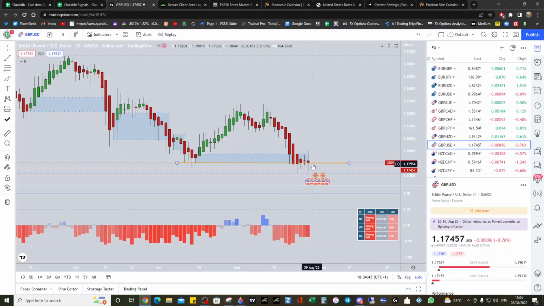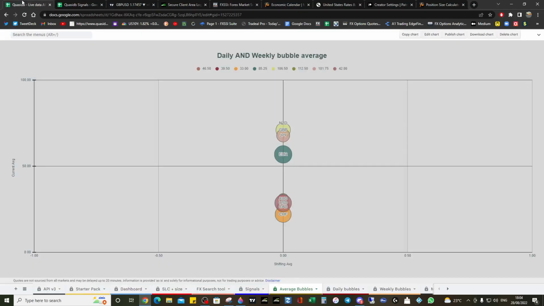And I think, assuming that we hold below that, it's going to be pretty bearish, and then we're going to continue down. Look at the MAs on the daily, weekly, monthly as well. So technically quite bearish. So you've understood the bubble logic. Then I would personally come to the search tool.